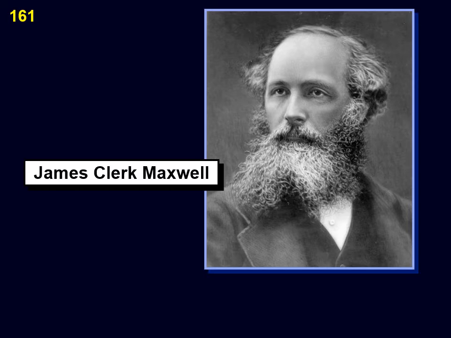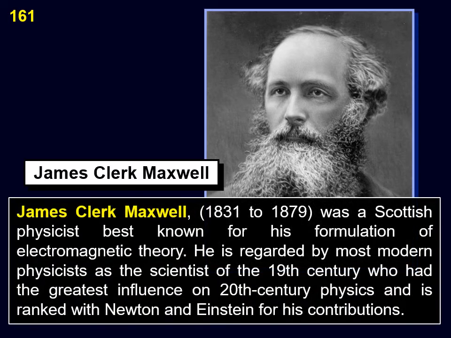James Clerk Maxwell, 1831 to 1879, was a Scottish physicist best known for his formulation of electromagnetic theory. He is regarded by most modern physicists as the scientist of the 19th century who had the greatest influence on 20th century physics, and is ranked with Newton and Einstein for his contributions.